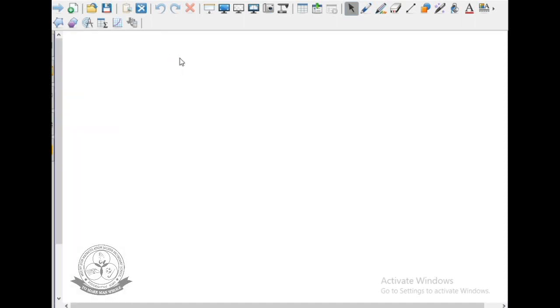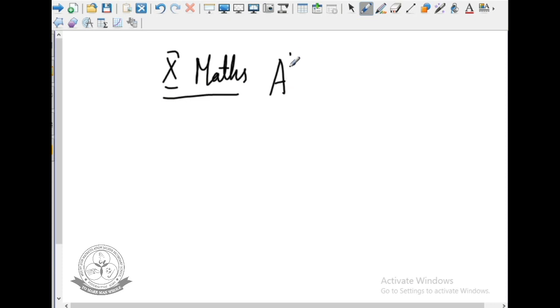Today we are going to see, in the chapter Algebra, square root of polynomials.